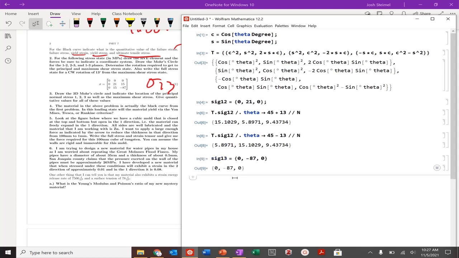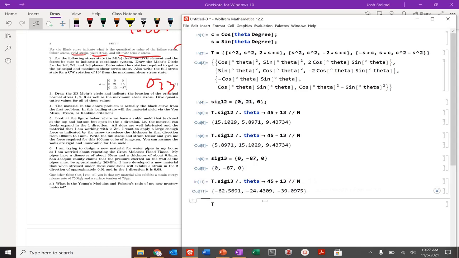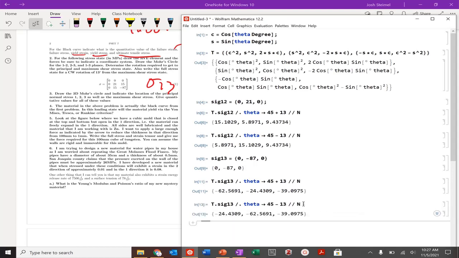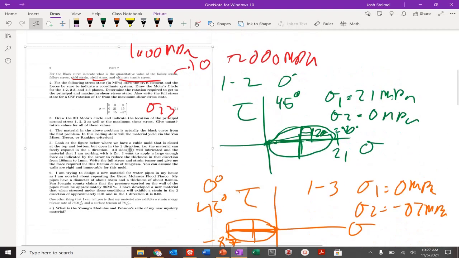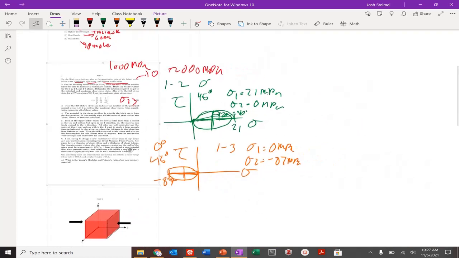So I've got those. T dot sig 1, 3 slash dot theta goes to, again, the same thing, 45 plus 13. Let's look at this numerically. T dot sig 1, 3 slash dot theta goes to 45 minus 13. And let's look at that numerically, and we'll get the same values. Excellent. So now on to the harder one, effectively.